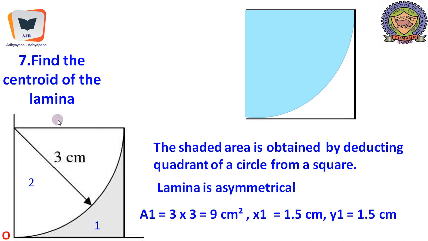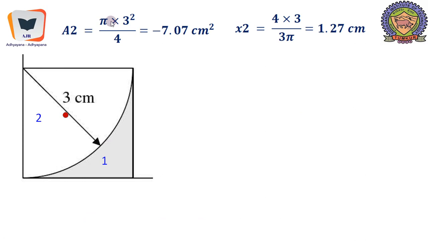And a1, the area of the square, is 3 into 3, 9 centimeter square. x1 is 1.5 from the y-axis, and y1 is 1.5 from the x reference axis. Now we will find a2, which is pi into 3 square by 4, the quadrant of a circle, with a minus sign because it is a removed area. And x2 is 4r by 3 pi, from here till here, but we need this distance with respect to the x-axis.